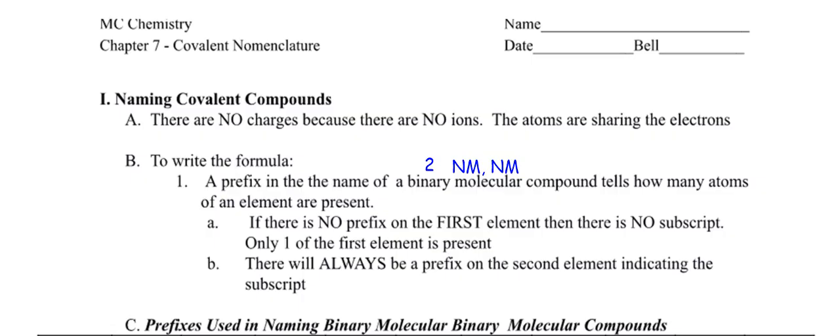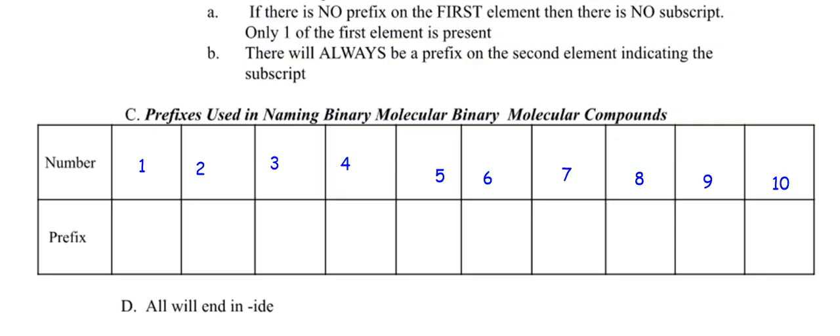So a prefix in the name of a binary, which means two, molecular, which means non-metal, non-metal, compound tells you how many atoms of an element are present. If there is no prefix on the first element only, did you catch that? Only, then there is no subscript. So only one of the first element is present, okay? There will always be a prefix on the second element indicating the subscript, okay? So what are these prefixes? Let me scroll this chart up and we'll find out.